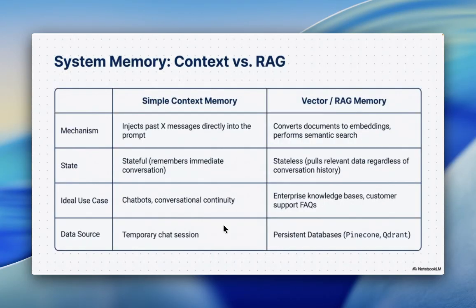System memory, context. What is the mechanism? Simple context memory injects past messages directly into the prompt. Vector and RAG memory converts documents to embeddings and performs semantic search. State, stateful, remembers the immediate conversation. Stateless, pulls relevant data regardless of conversation history. Simple context memory, ideal use case: chatbot, conversation continuity. Vector or RAG memory: enterprise knowledge base, customer support FAQ. Simple context memory, data source: temporary chat session. Vector or RAG memory: persistent database, Pinecone quadrant.